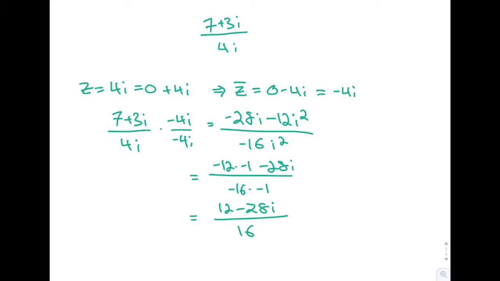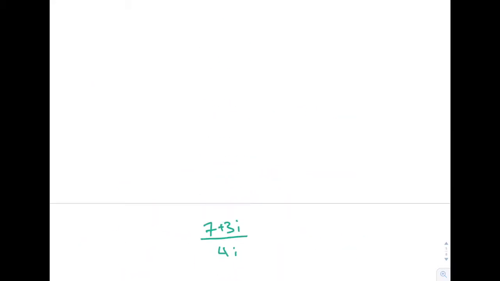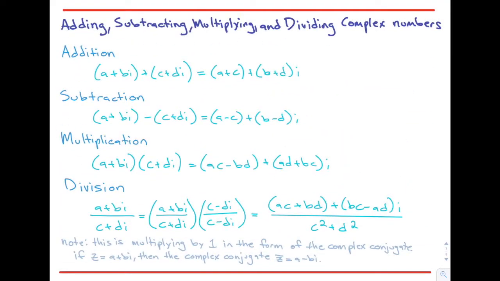And we could simplify that if we wanted to. So that could equal 3/4 minus 7/4 i. And that's how you divide two complex numbers. So just to see it once more, a plus bi over c plus di, we multiply by 1 in the form of the complex conjugate.